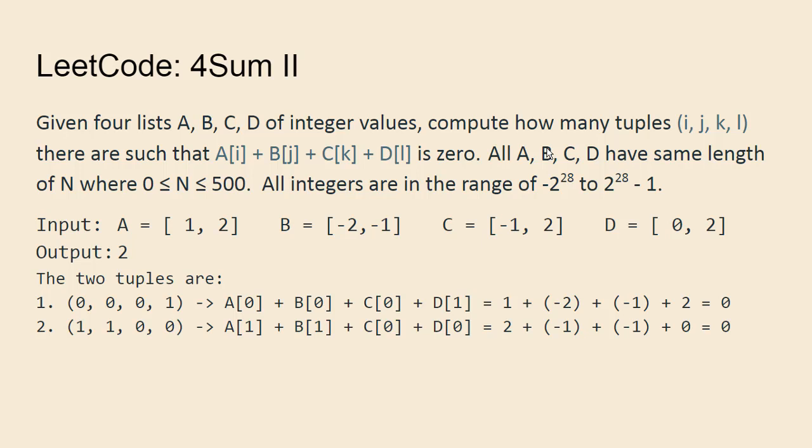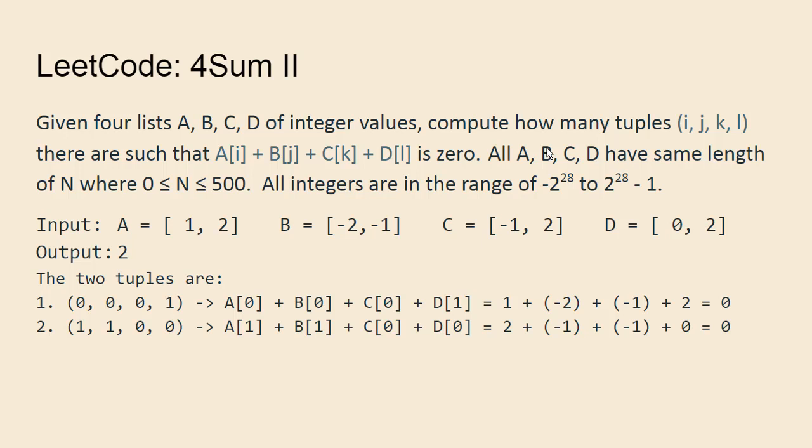We are given 4 lists or arrays of integer values, and we are asked to compute how many ways there are to choose from these 4 lists. We choose one from A, one from B, one from C, and one from D. How many ways do we choose so that the sum is 0? A, B, C, D all have length n, where n is at most 500, and all the integers are in a range such that adding 4 numbers will not overflow int, so we don't need to use a long for this.